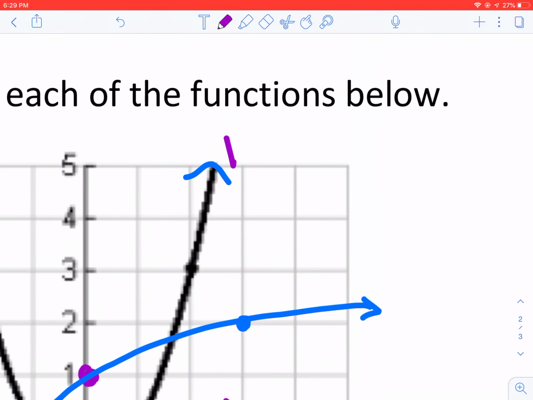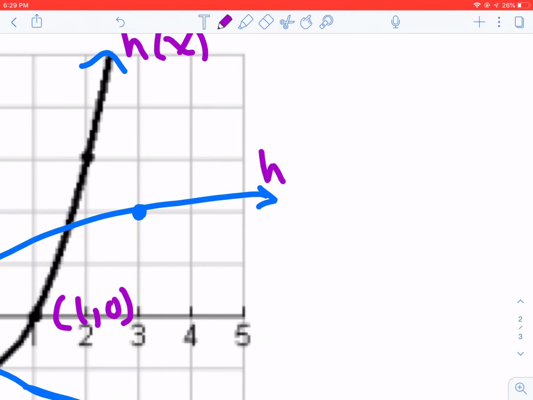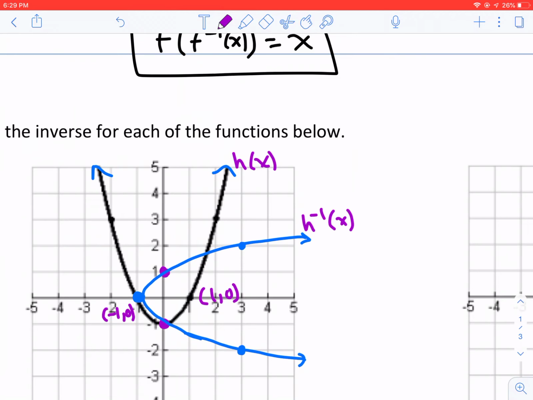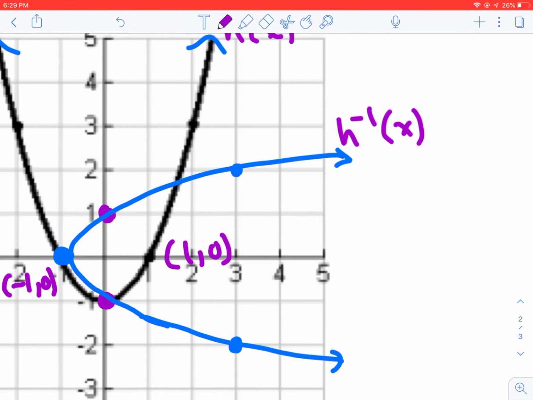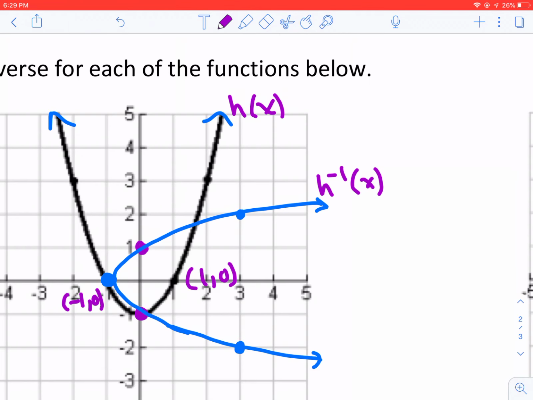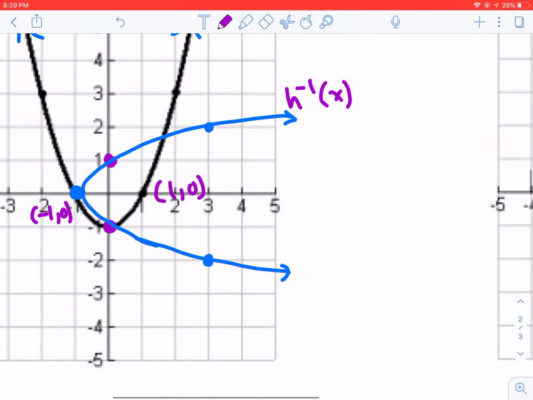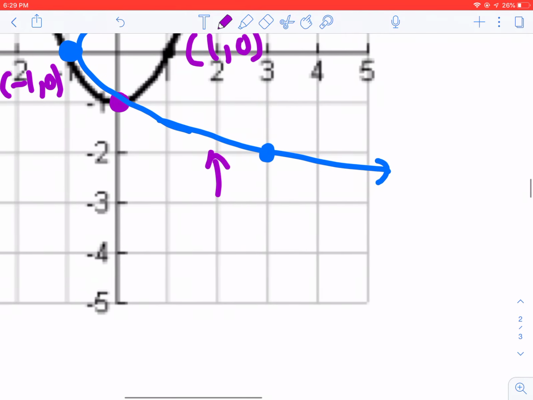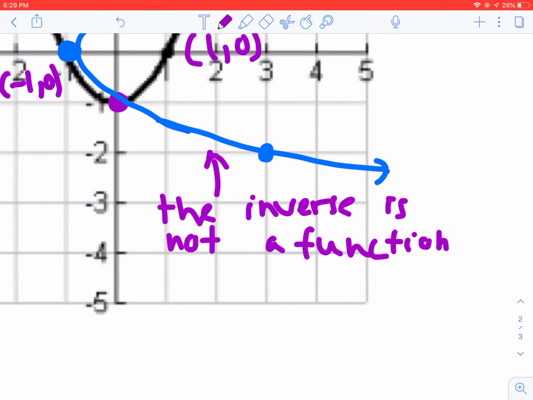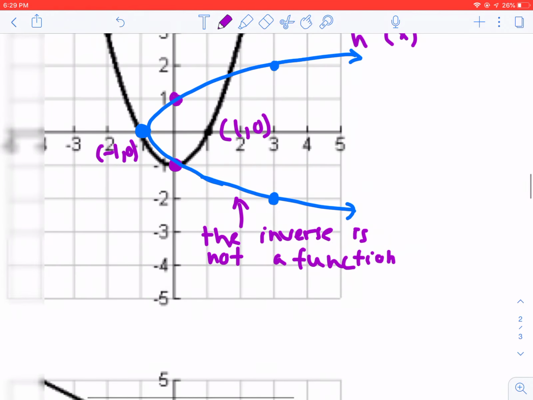So for example, if I call this h of x, this would be the inverse to h of x. But you might be saying, this inverse function doesn't look like a function, and you'd be right because this is not a function. Just want to note the inverse here is not a function. So you'd have to apply domain restrictions if you want a proper inverse function here.